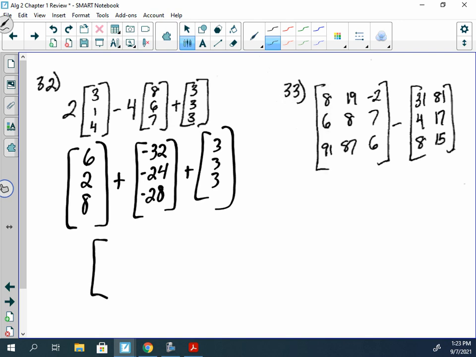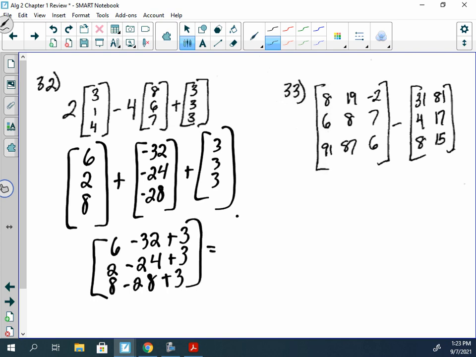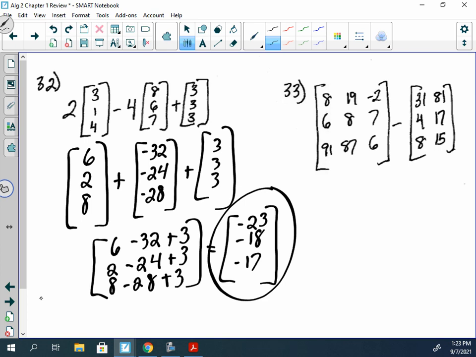Add them together. We have 6 minus 32 plus 3, 2 minus 24 plus 3, 8 minus 28 plus 3. 6 minus 32 is negative 26, plus 3 is negative 23. 2 minus 24 is negative 22, plus 3 is negative 19. And 8 minus 28 is negative 20, plus 3 would be negative 17.